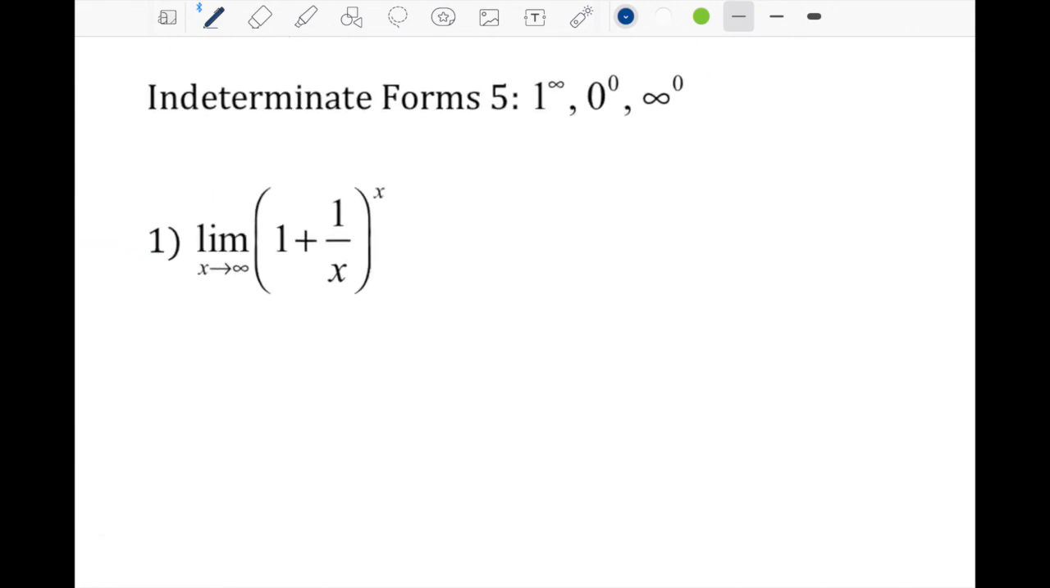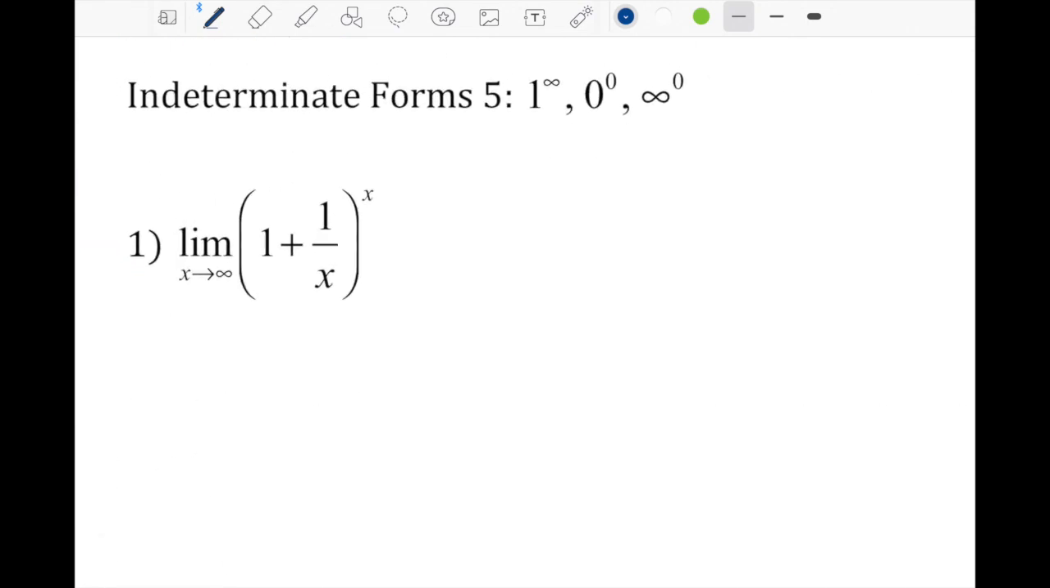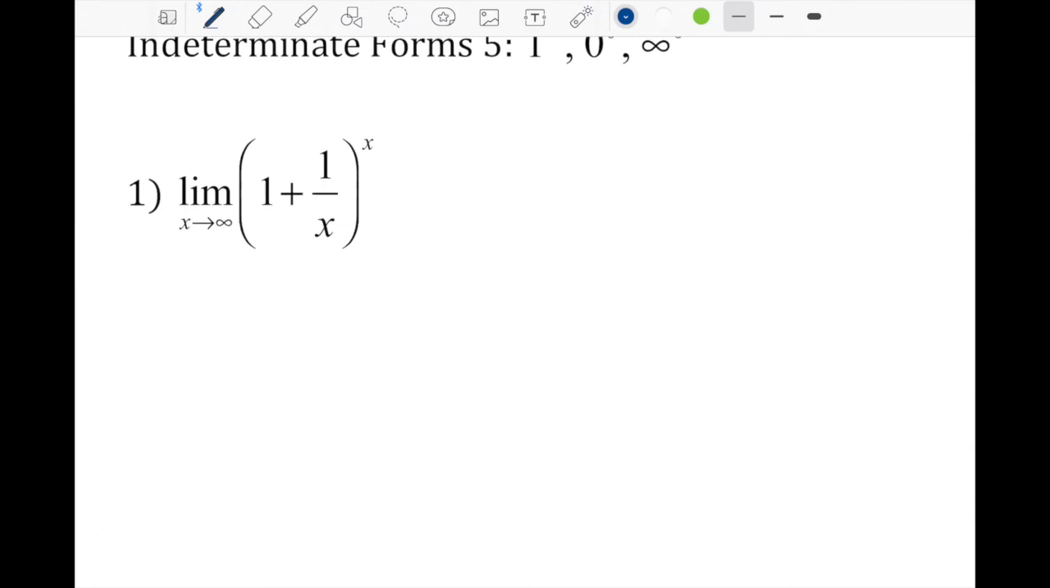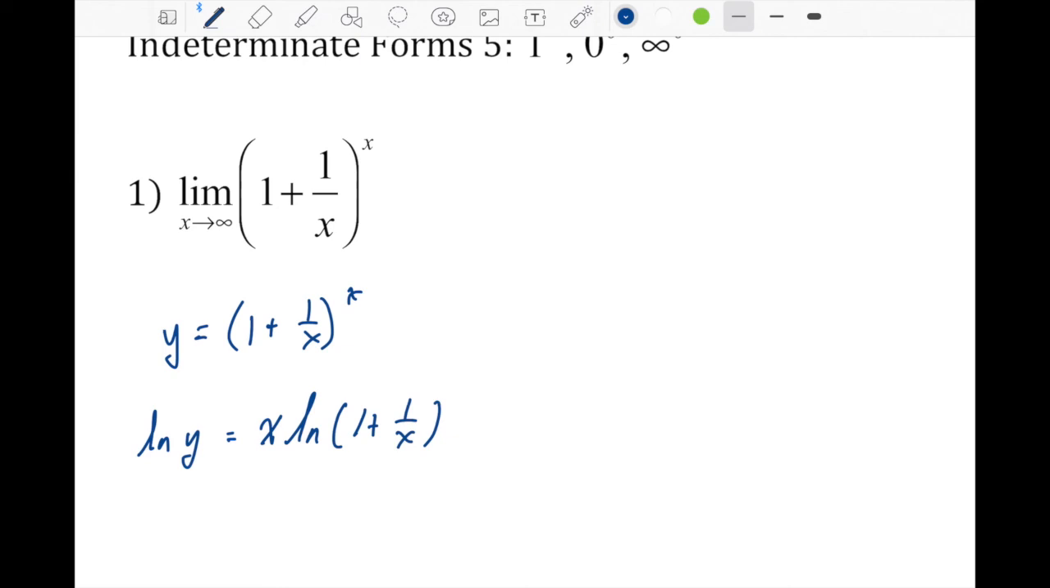Now we look at our exponential, our power indeterminate forms. First off, we have (1 + 1/x)^x. You may remember this as the definition of e from past experiences. Well, we're taking the limit of this equation, y = (1 + 1/x)^x. So what we're going to do is, back when we could not take a derivative, we're going to take the log of both sides. So I'm going to take the natural log, and remember, by properties of natural log, this turns into x ln(1 + 1/x).